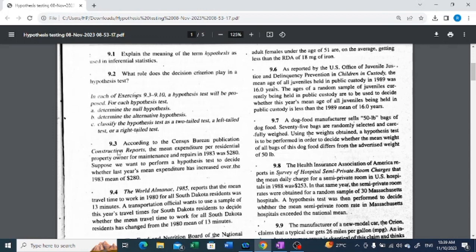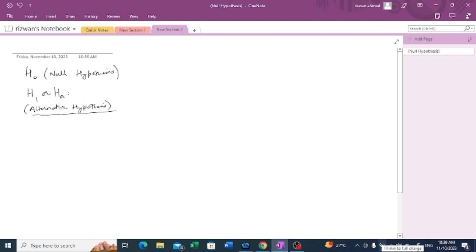According to the Census Bureau publication construction reports, the mean expenditure per residential property owner for maintenance and repairs in 1983 was $280. Suppose we want to perform a hypothesis test to decide whether last year's mean expenditure has increased over the 1983 mean of $280. So over here the word increased is given in the question. So let's start talking about what are the possibilities as far as the words given in the question are concerned, and how do we decide whether we need to go for a right tail or a left tail or a two tail. There are few words as an example I'm quoting over here: increase, higher, greater, exceeds.